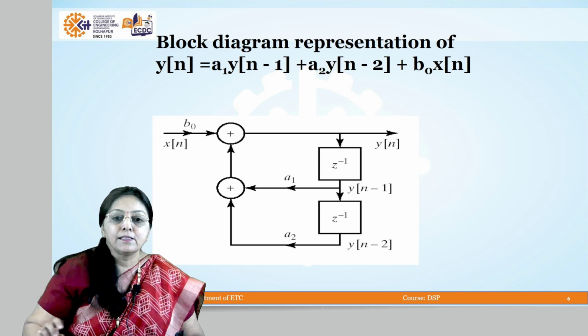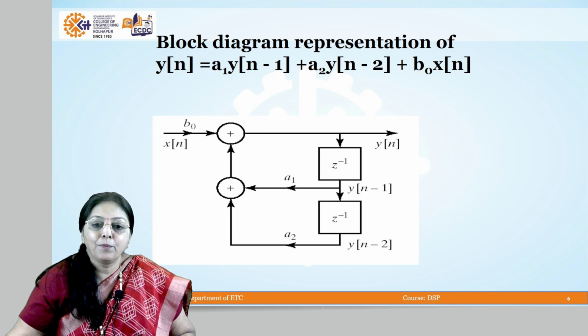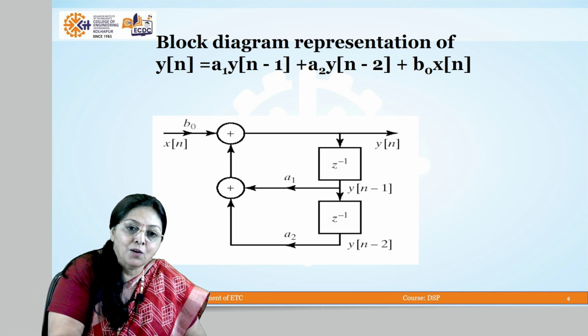Now the next part is the general block diagram representation of the equation y of n equals a1 y of n minus 1, a2 y of n minus 2 plus b naught x of n. Observing this equation, x of n is the input, y of n is the output. There are some constant parameters attached to the input sequences, that is b naught, a2 and a1. These are the multipliers we use in the realization. B naught is a multiplier directly with x of n.